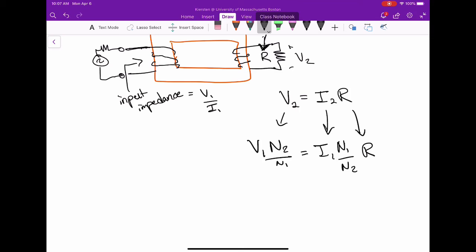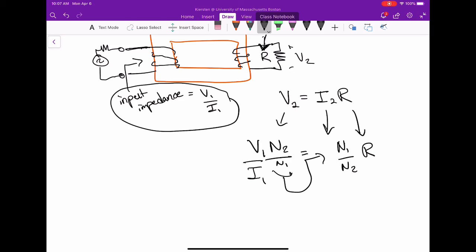Which means if I want V1 over I1 to figure out what the input impedance is here, divide through by I1. Get rid of that I1 in that equation right there. Move this N1 over N2 to the other side, N2 over N1 to the other side, and you get that the input impedance looking into coil number 1 is N1 over N2 squared times R.